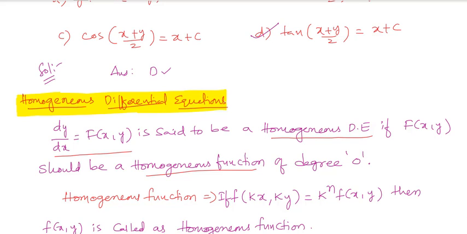Okay. So by default, homogeneous function means you can reduce this into the form of the variable separable method, either y equals vx or x equals vy. This you have to keep in your mind.